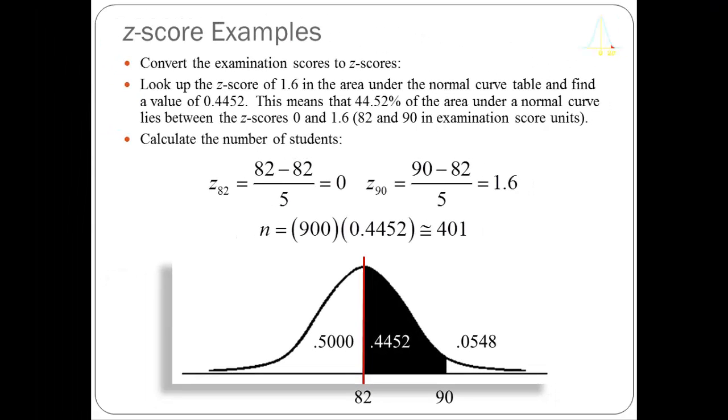This is a straight table lookup, and by that I mean I really only had to calculate the z-score for people with scores of 90, enter the z-table with the 1.6 value for the z-score, look up the 0.4452, do the multiplication, and I'm done.